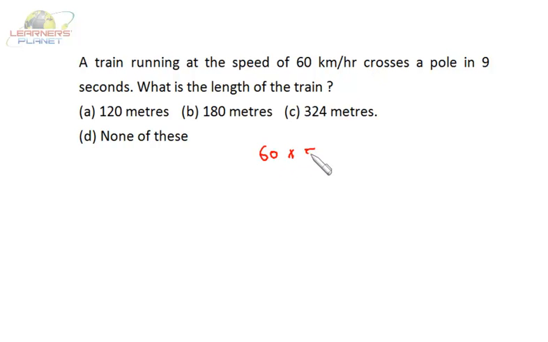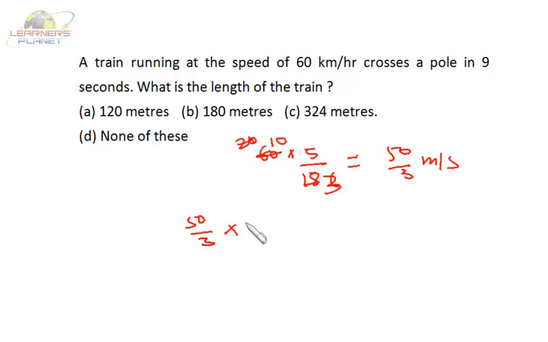So it is 60 into 5 by 18, or we can say 6 3s are 18 and 6 10s are 60. So it is 50 by 3 meters per second. And the length of the train, that is the distance covered by it with the speed of 60 km per hour in 9 seconds, this is the speed and this is time. So it is 150 meters. It is nothing but the length of the train. Okay, so it's none of these over here.